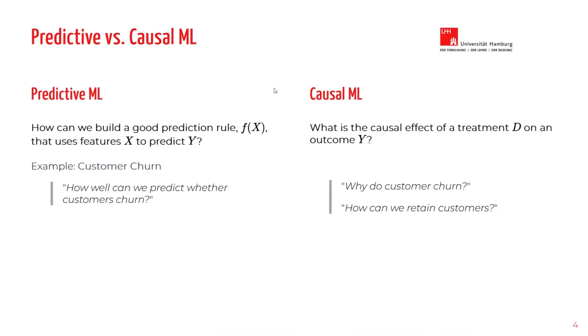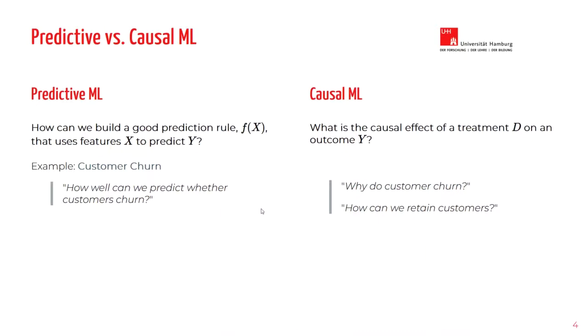To really contrast the difference between predictive and causal machine learning, I have here a brief example from, I think, a common use case for machine learning, maybe more known from practice or industry rather than academic research. So in a predictive model where we like to employ some machine learning methods, we want to build a good prediction rule, which we call f(x), that uses some features or data X to get a prediction on an outcome variable Y.